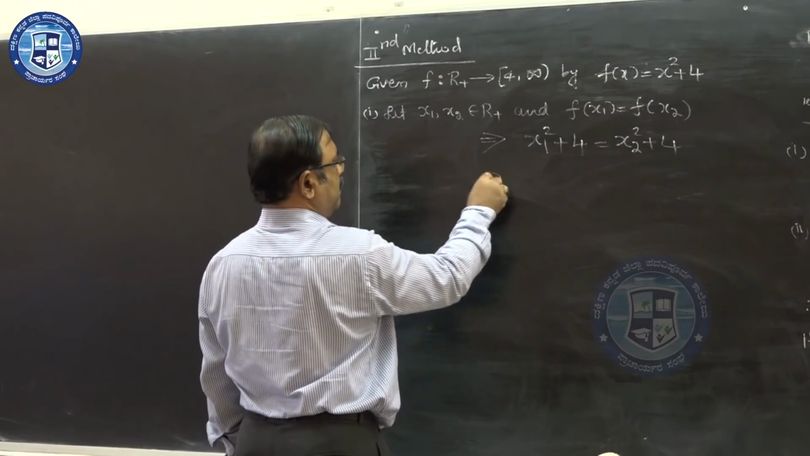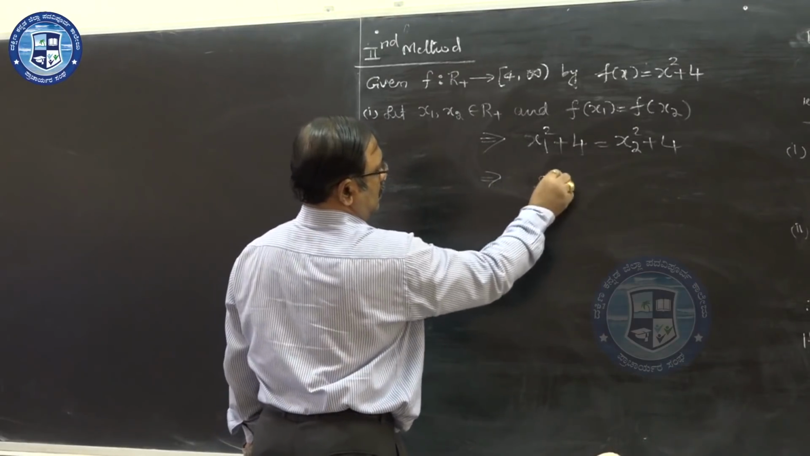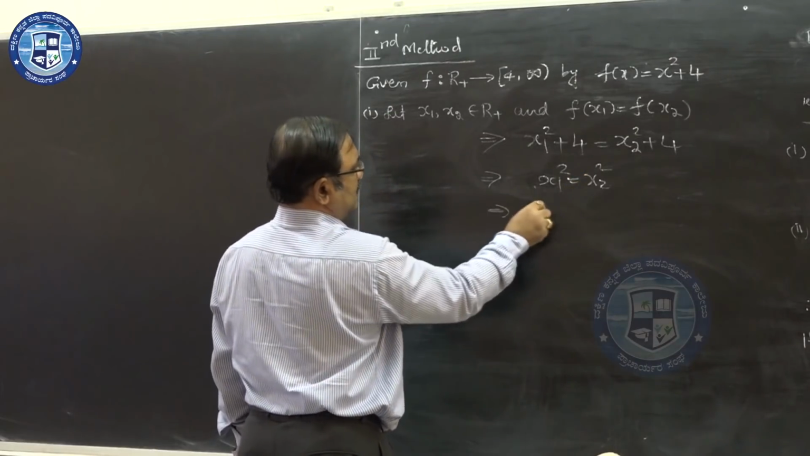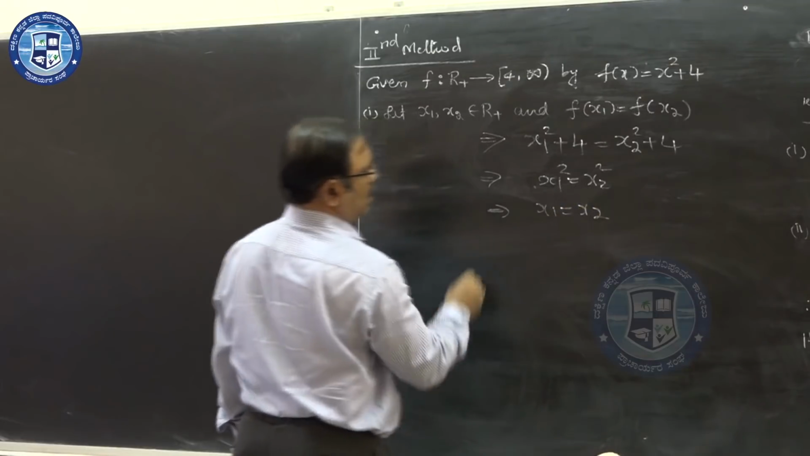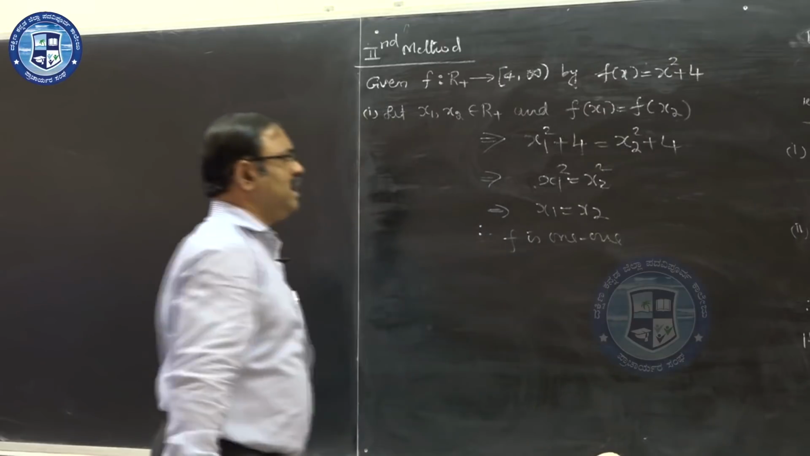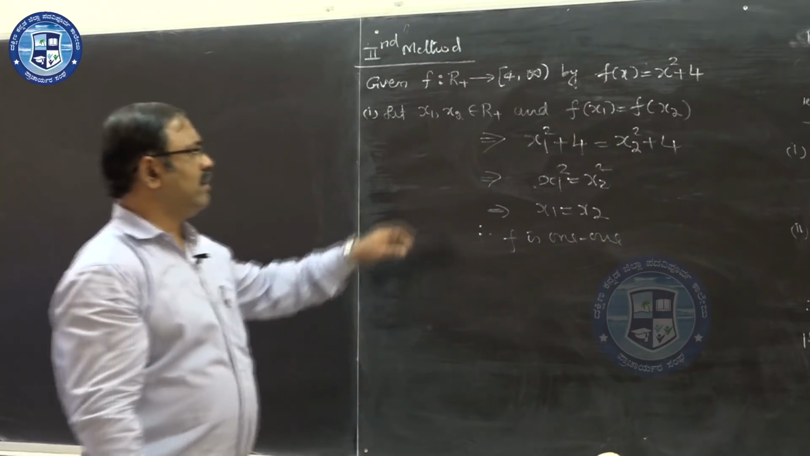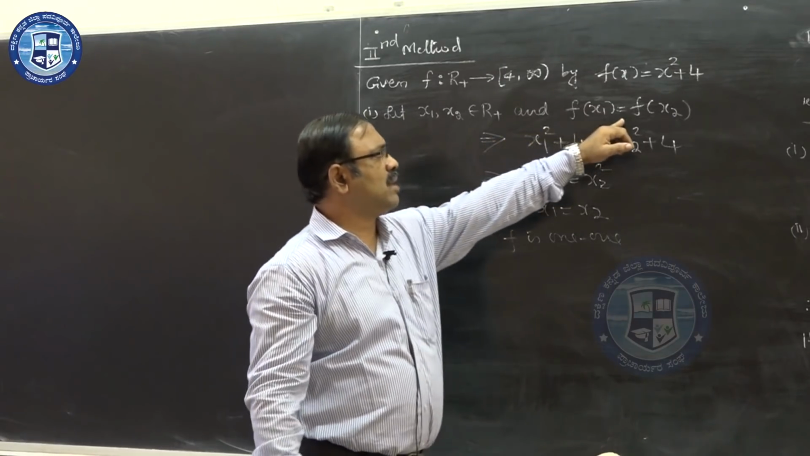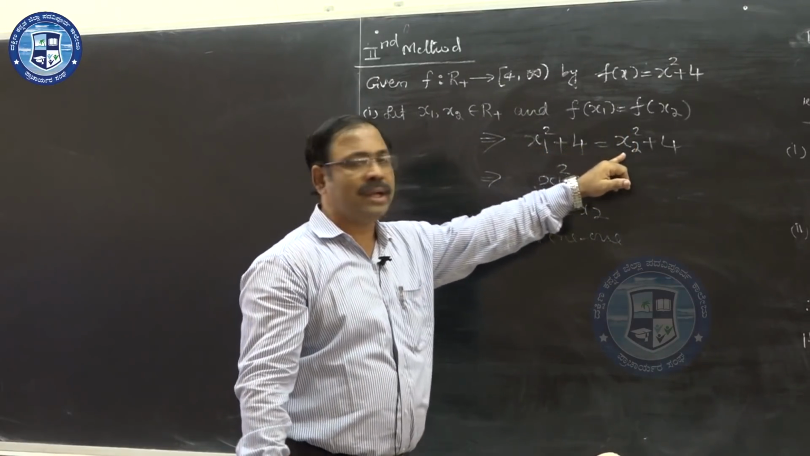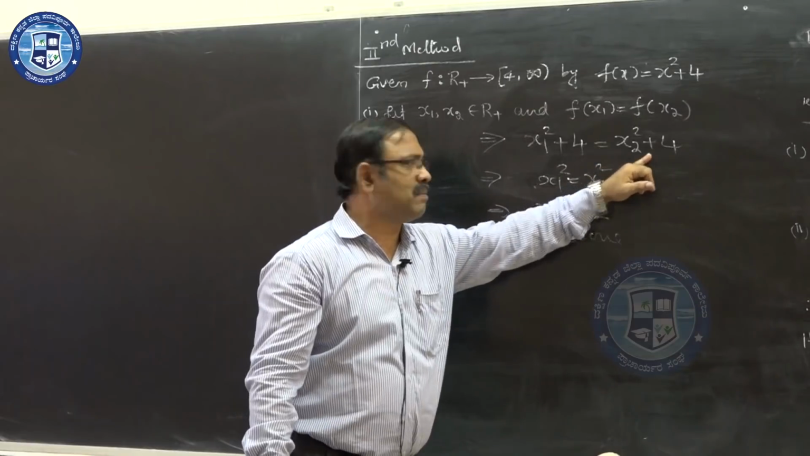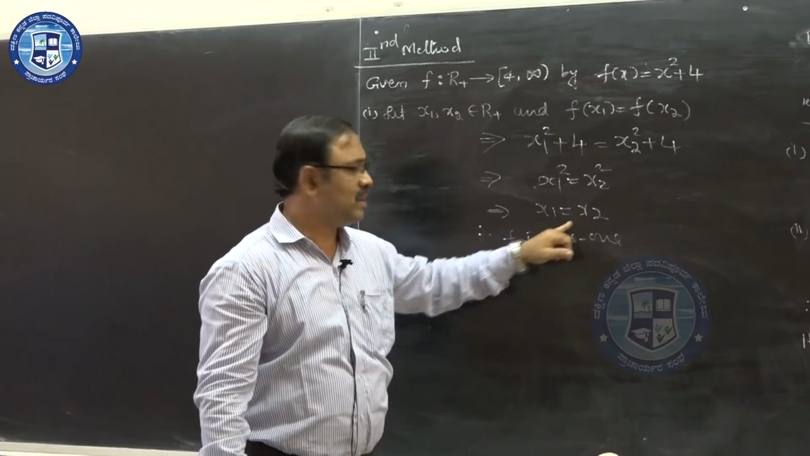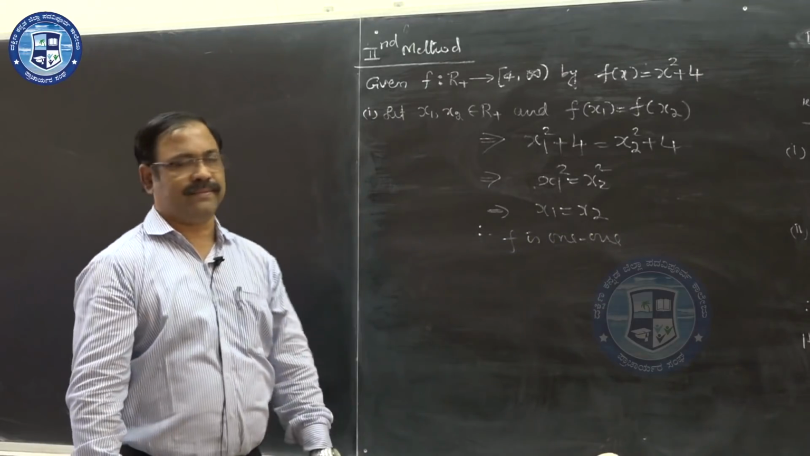See, this implies x1 square equal to x2 square. This implies x1 is equal to x2. So what is the conclusion? f is 1 to 1. So we are writing f of x1 is equal to f of x2, that means x1 square plus 4 is equal to x2 square plus 4. So we get x1 is equal to x2. Hence, f is 1 to 1.